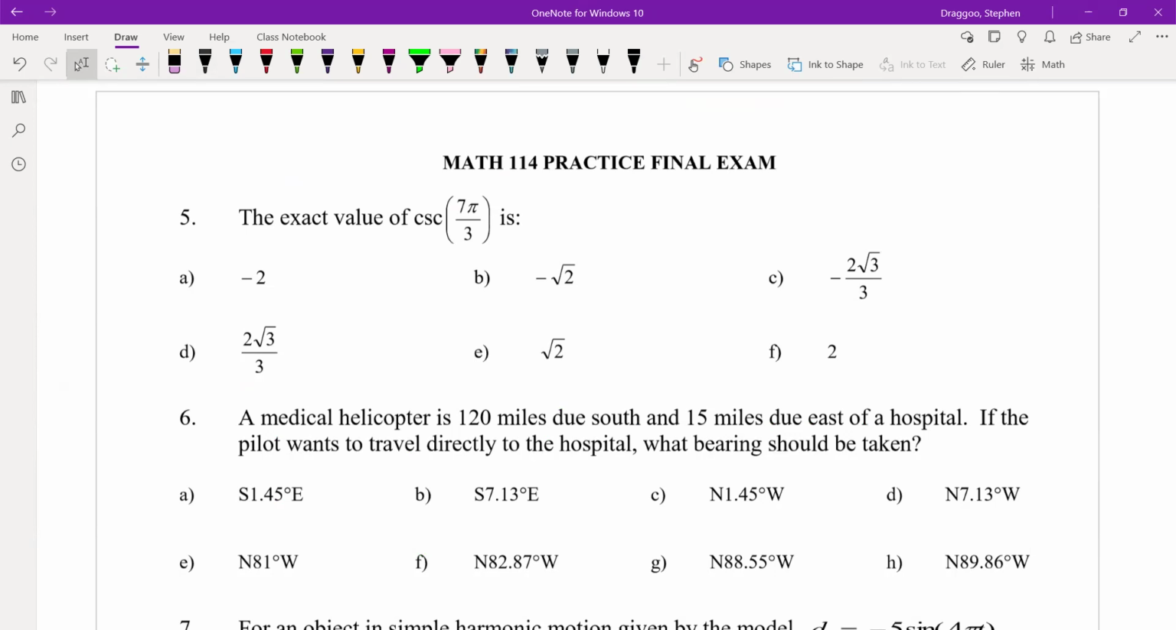So let's take a look at the next one down. I need to find the exact value of cosecant of 7pi/3. So let's start trying to get that. 7pi/3. That angle is bigger than a circle, because angles just measure around circles. It's bigger than 6pi/3, which is 2pi. So it's larger than 2pi.